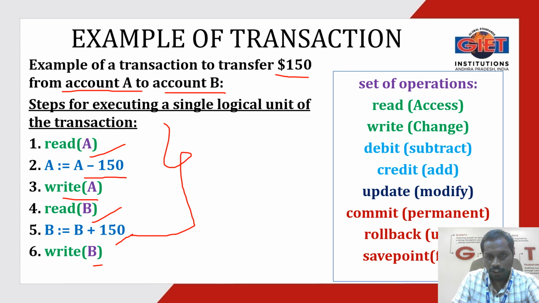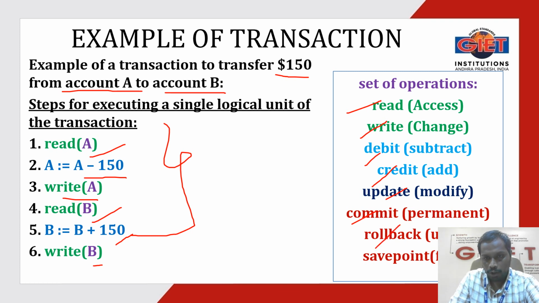Now coming to the set of operations. So what are the operations? That is read. In order to access a particular account, we call that read. The second operation is write. If you want to perform any changes, then we go with this write operation. Subtraction and addition, we generally call debit and credit. And whatever changes you want to make, we call that update. Finally, when the transaction or the logical unit is completed, we commit, which is permanently storing the data.